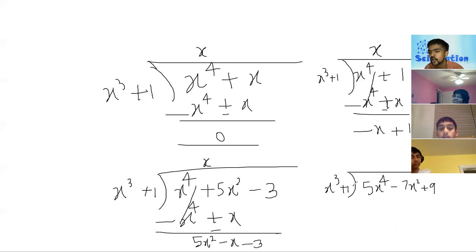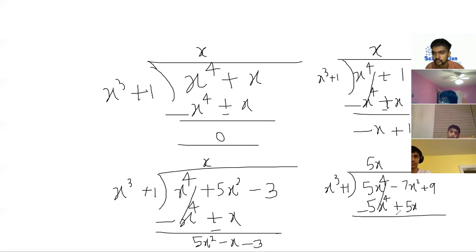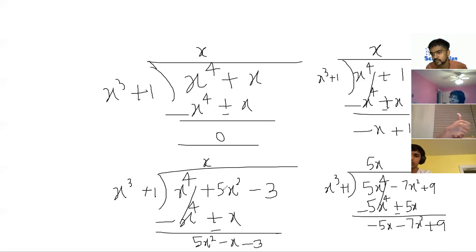Chinmay, how do you do this? What do you take as a quotient? I'm confused. In this case, what do you think? 5x. Correct. Oh yeah, right. 5x. Right? Are all the 4 cases clear? Yeah, go ahead.